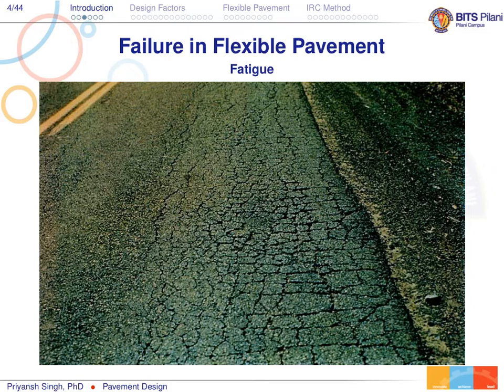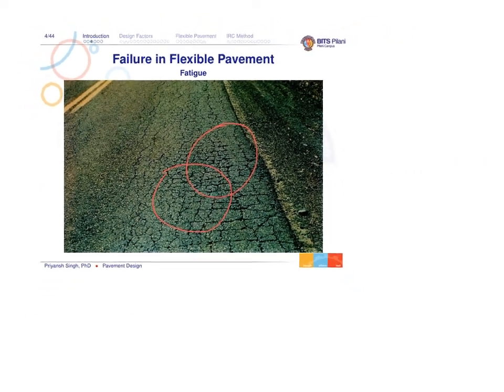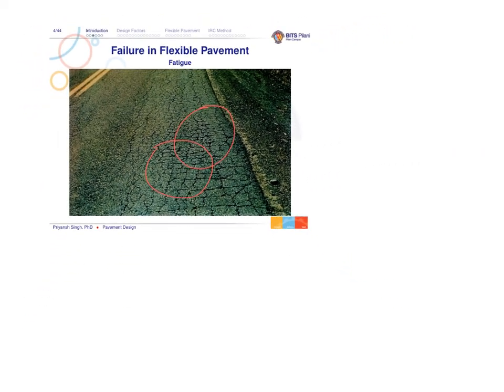So fatigue is a type of cracking that occurs in the case of bituminous pavement. You may see these are the different cracks. This occurs because of fatigue. These cracks resemble alligator skin, and that's why these cracks are also known as alligator cracking. What happens when the temperature is low?